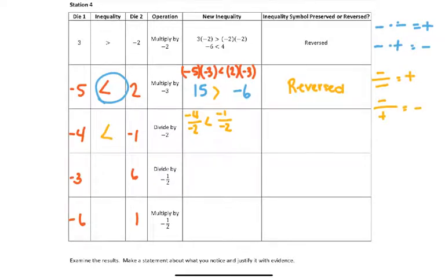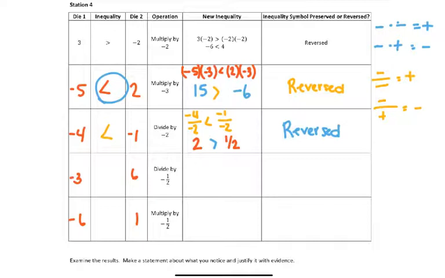All right, so -4 divided by -2 is the same thing as saying 4 divided by 2. And I know that 4 divided by 2 is 2. Now, -1 divided by -2 is going to stay 1/2. So now I have to ask myself, can I still say that 2 is less than 1/2? And I can't say that anymore. So I need to change my inequality symbol from a less than to a greater than. So that means that my inequality symbol was reversed. So I'm going to write that in there.